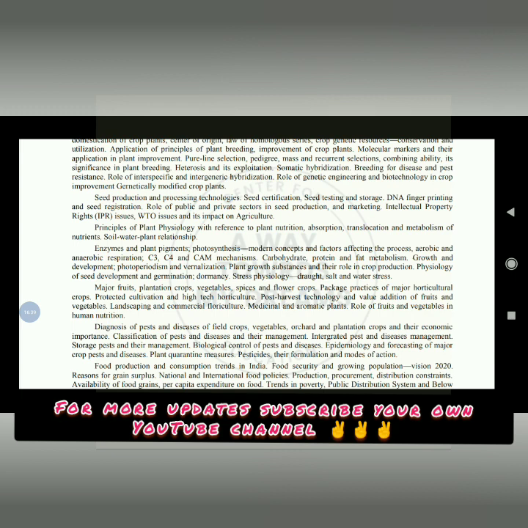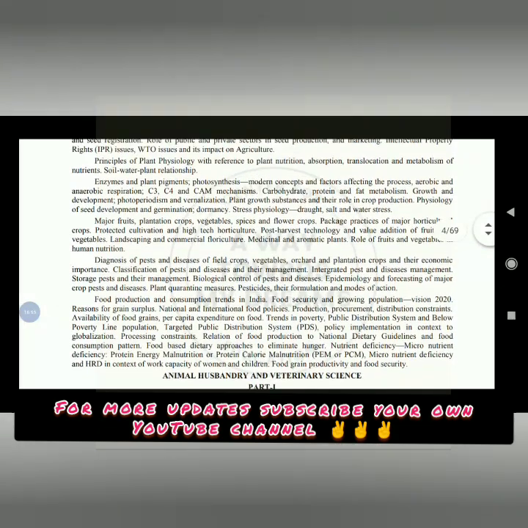development, photoperiodism and vernalization, plant growth substances and their role in crop production, physiology of seed development and germination, dormancy, stress physiology, drought, salt and water stress. Major fruits, plants, plantation crops, vegetable species and flower crops. Practices of major horticulture crops. Protected cultivation and high-tech horticulture.